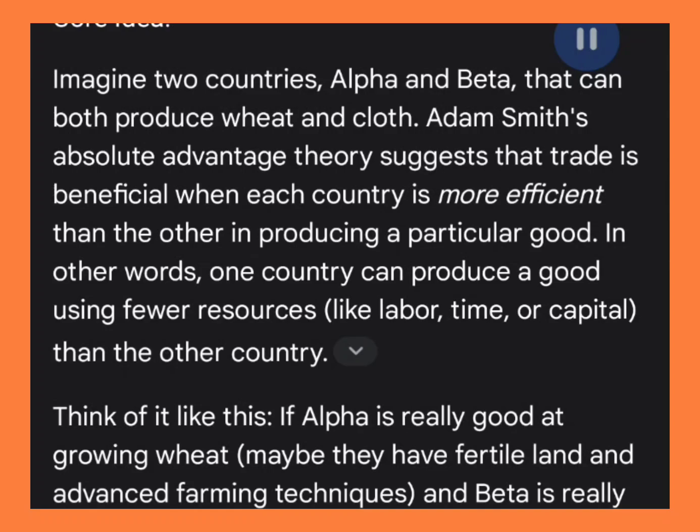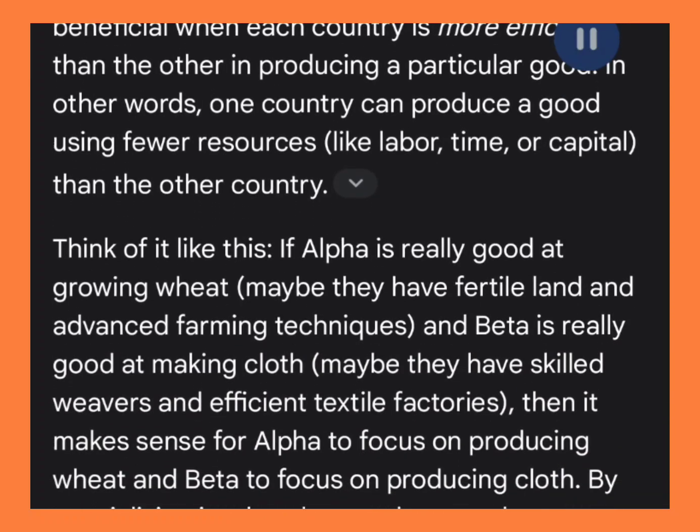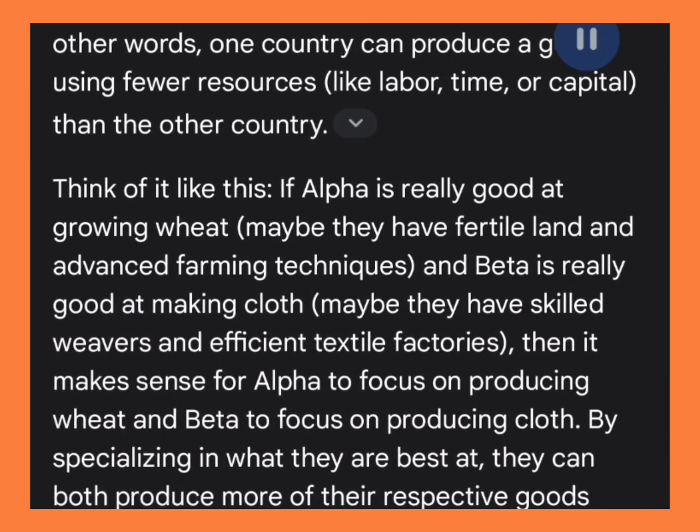If Alpha is really good at growing wheat, maybe they have fertile land and advanced farming techniques, and Beta is really good at making cloth, maybe they have skilled weavers and efficient textile factories, then it makes sense for Alpha to focus on producing wheat and Beta to focus on producing cloth. By specializing in what they are best at, they can both produce more of their respective goods with the same amount of effort. Then, by trading with each other, both countries can enjoy more wheat and more cloth than if they tried to produce everything themselves.